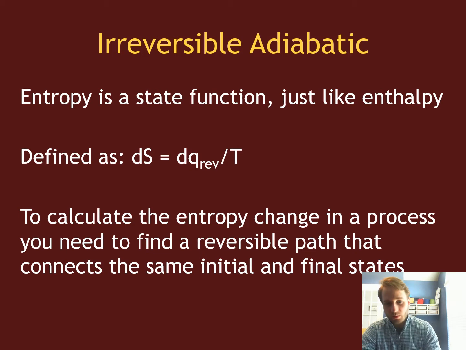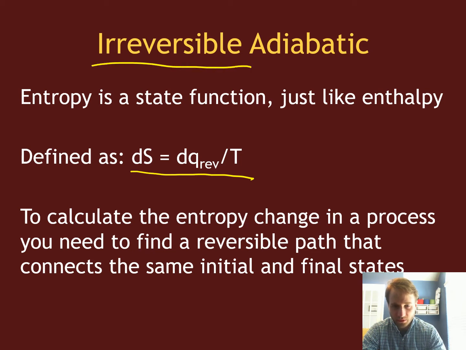we again know that entropy is defined as dq reversible over T. But if I do something for an irreversible process, in order to calculate the entropy, I need to find a reversible path that connects the same initial and final states.